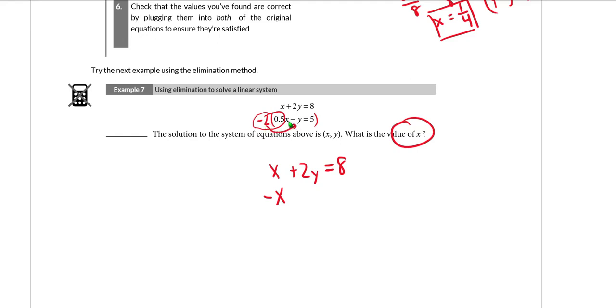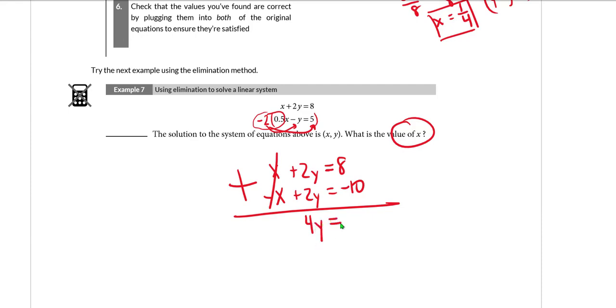-2 times -y is +2y. -2 times 5 is -10. When I add these two equations again, x plus -x, the x's go away. 2y plus 2y is 4y, and 8 plus -10 is -2. I now have my y value is -1/2.